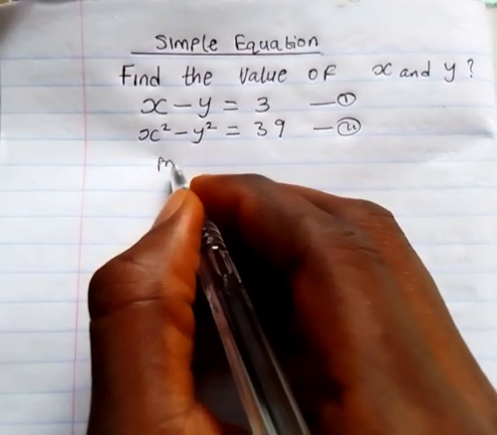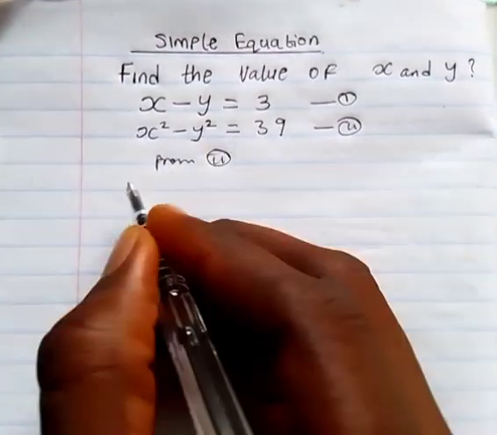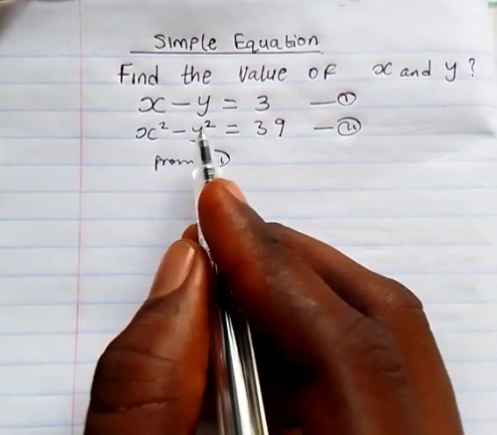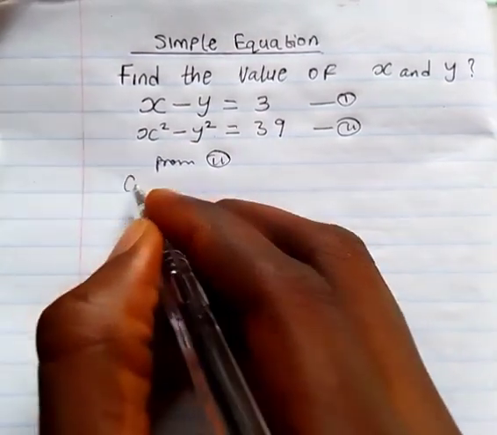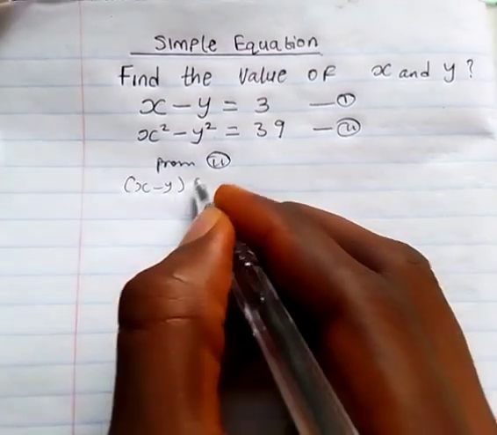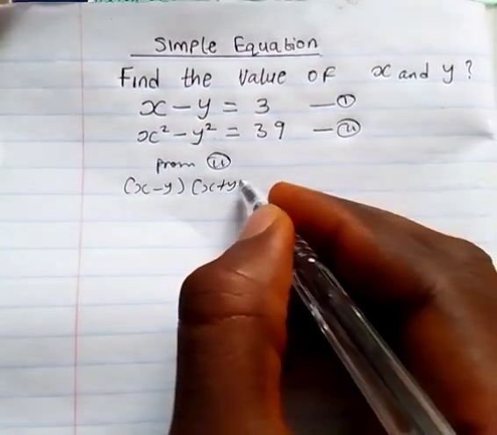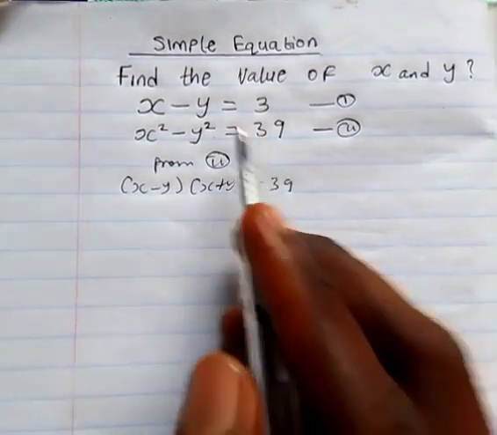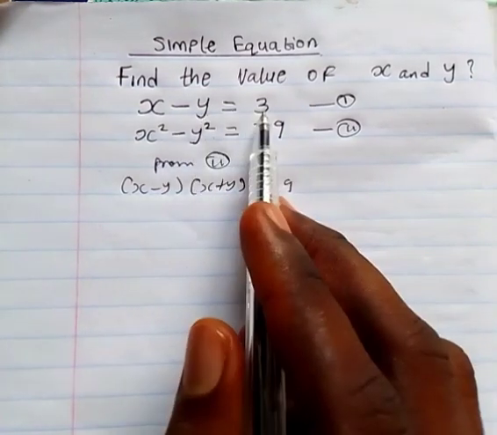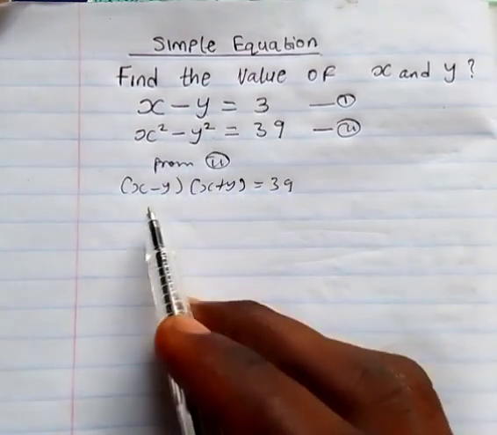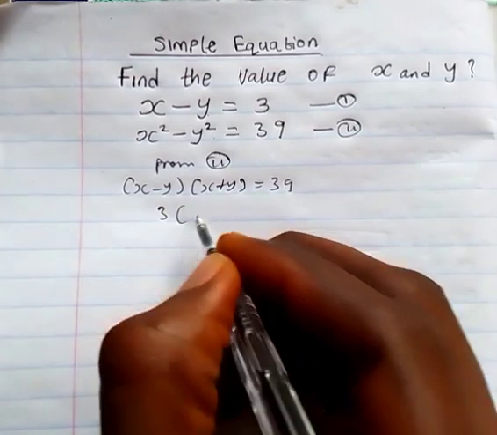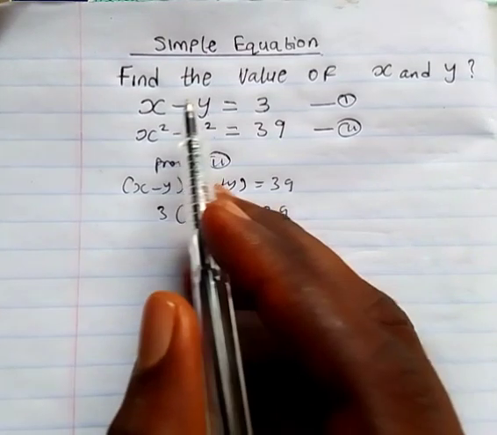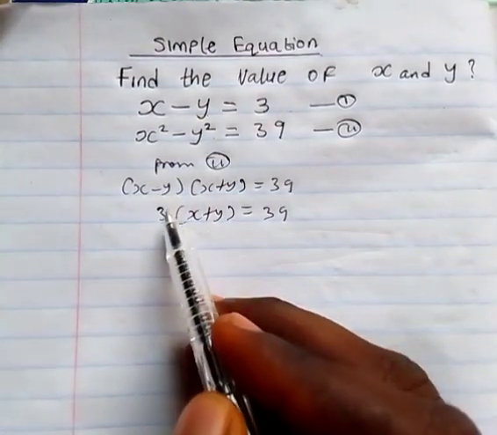From equation 2, we have x squared minus y squared equals 39. But recall that x squared minus y squared is the difference of two squares, so we can rewrite it as x minus y times x plus y, which equals 39. From equation 1, we have that x minus y equals 3. So we are going to substitute 3 here. So we have 3 times x plus y equals 39, because x minus y equals 3. That's why we replace it with 3 here.